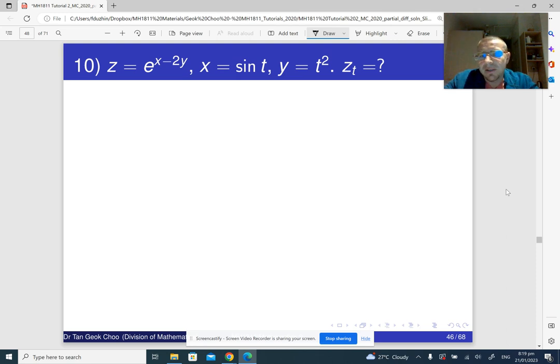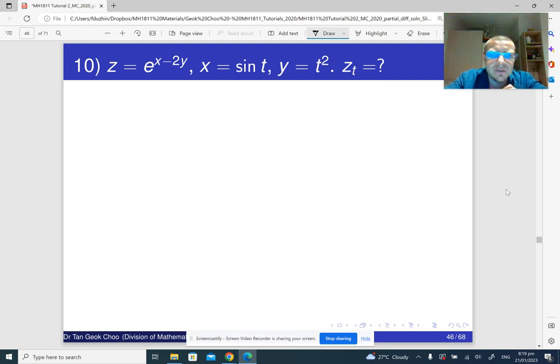Now, strictly speaking, to be honest, I think it would be easier to just substitute sine t for x and t squared for y into the equation for z, and then just differentiate with respect to t. But the exercise here is an exercise on the chain rule, and it is required to do so by the chain rule. So let me show you how to do it by the chain rule.